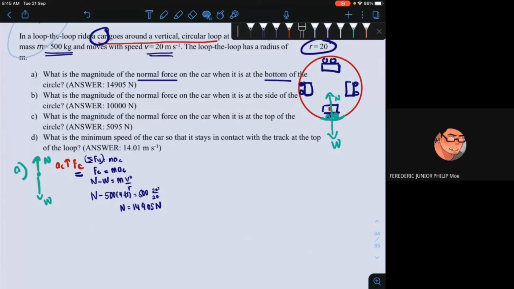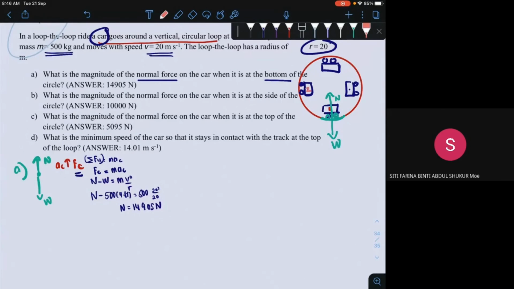Okay, next kita berada dekat, what is the magnitude of the normal force on the car when it is at the side of the circle. Okay, side of the circle ini boleh jadi side, ini pun boleh jadi side. So it doesn't matter you're going to choose which side. Boleh pilih mana-mana, kanan boleh, kiri boleh. Tak ada masalah sebab kamu tetap akan dapat jawapan yang sama dekat sini. Let's say I want to choose this one.